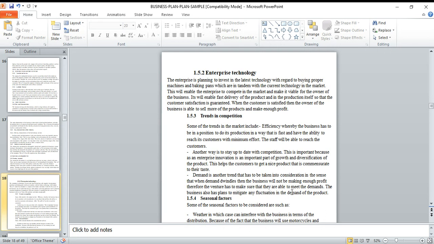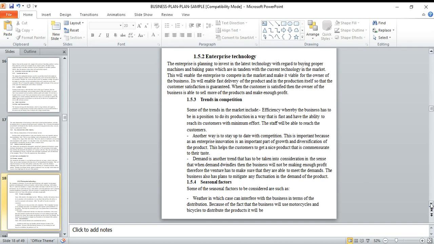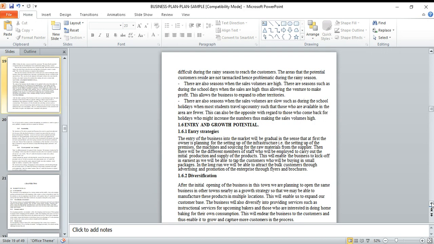So what are the seasonal factors that will affect your business? We're talking of, yeah, I've used weather condition. And these describe the seasonal factors, in which case the weather can interfere with the business in terms of distribution. Okay, there are also seasons when the sales volume is high, so we have what you call the low season and high season, and I've also described all this in this section.